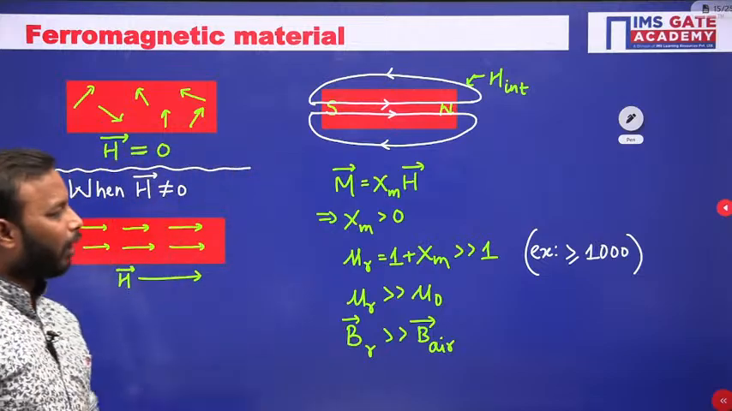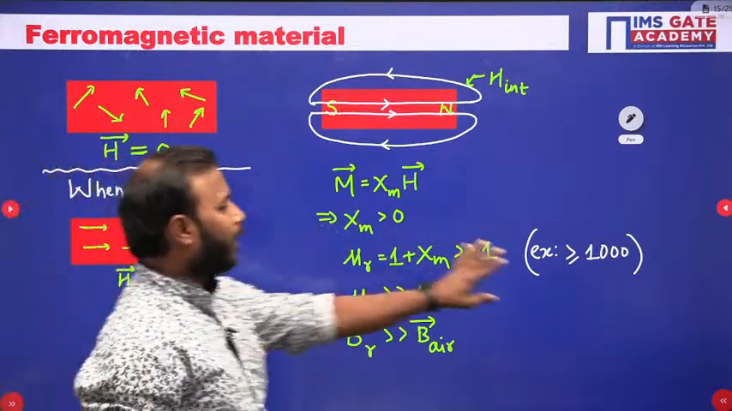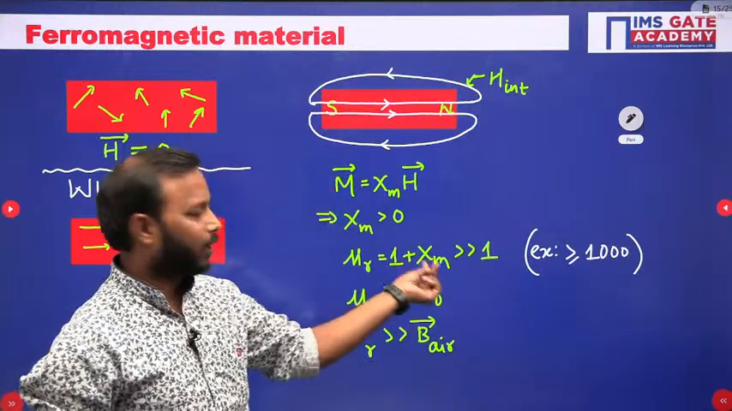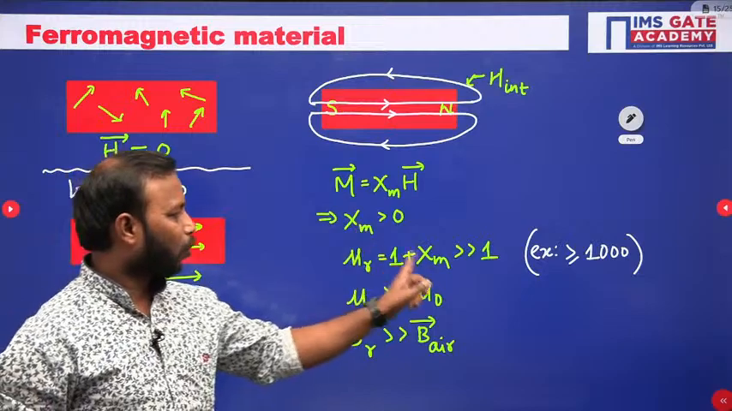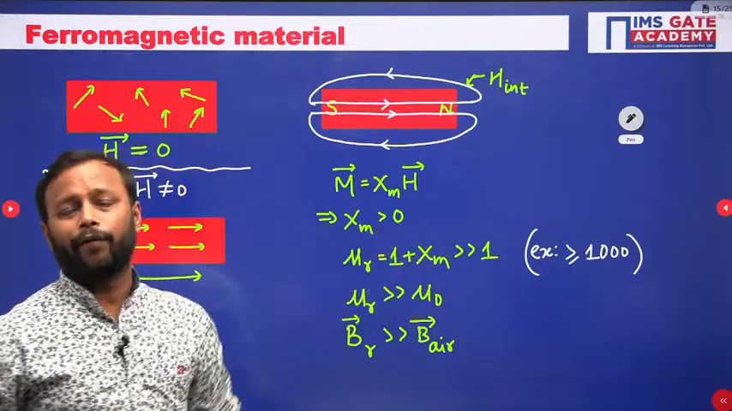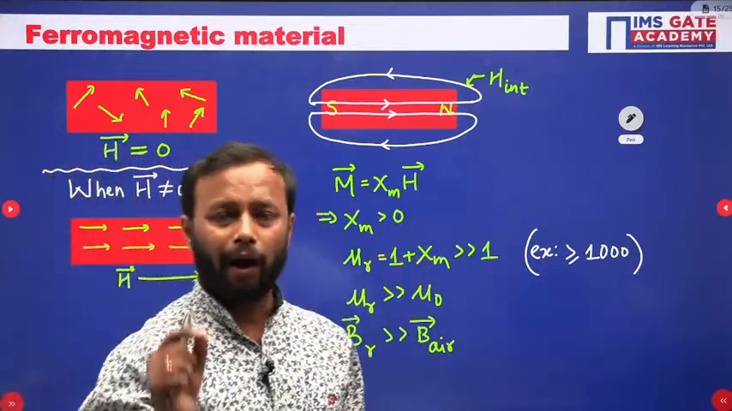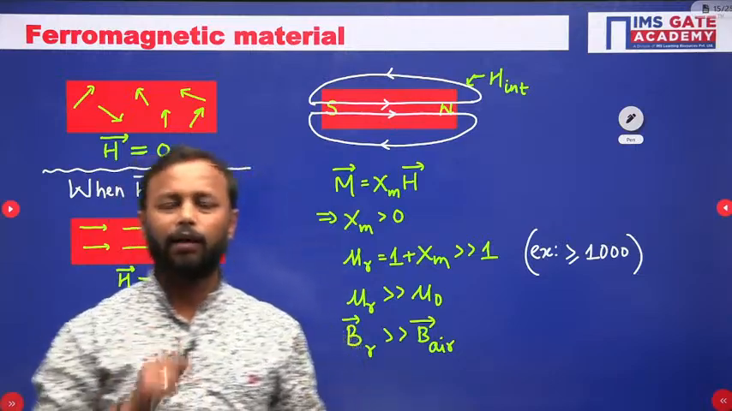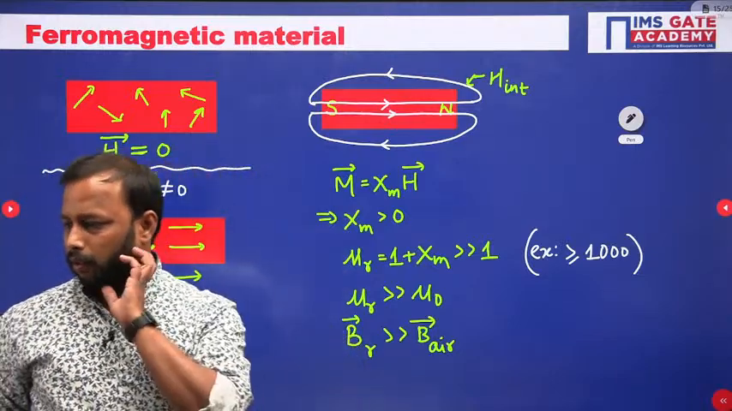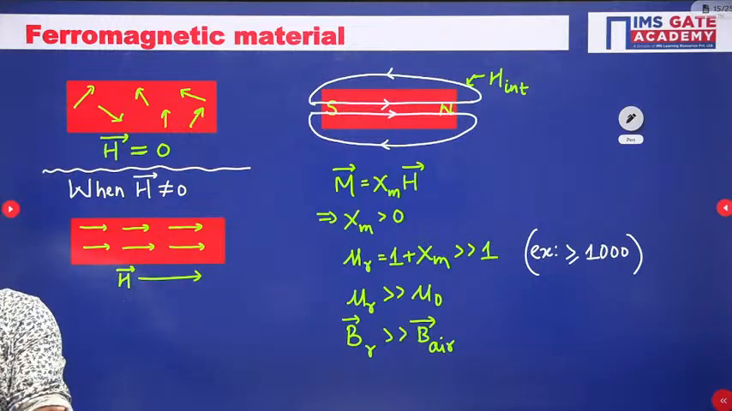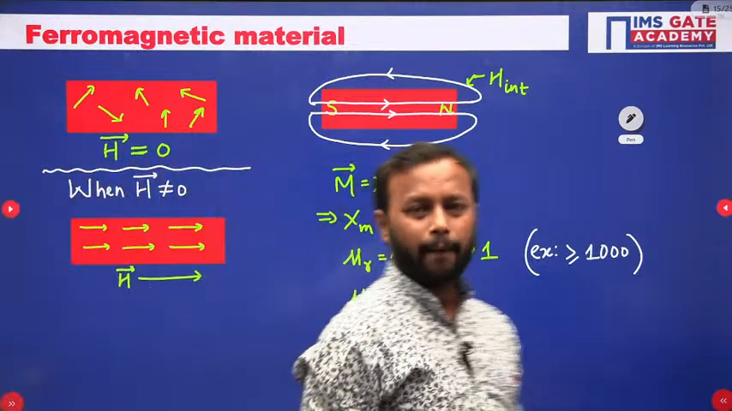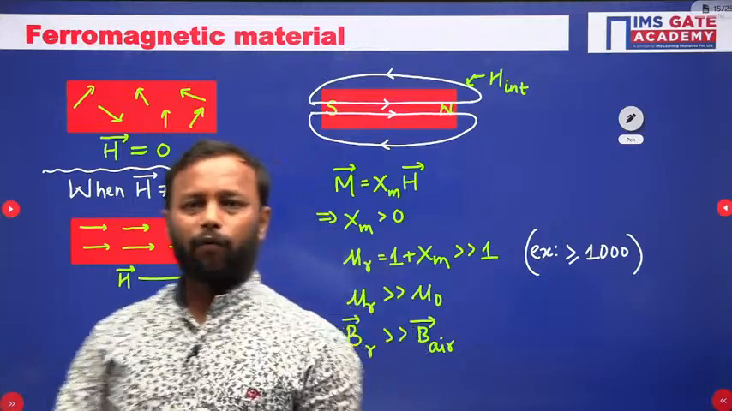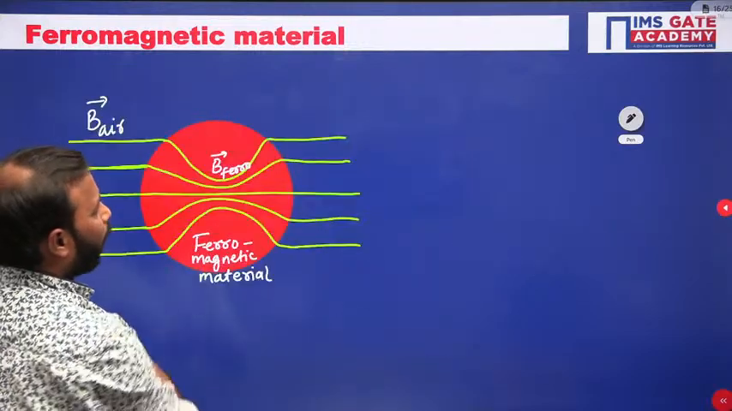ठीक है अजय, कोई डाउट यहां पे? सो ये ग्रेटर देन 1000 क्यों हुआ? Because of this chi m, because chi m is greater than 1000, and this is going to be greater only if you are going to have more number of unpaired electrons in the given materials. ठीक है? Any doubt? Clear? Now we are having one advantage of the ferromagnetic material.